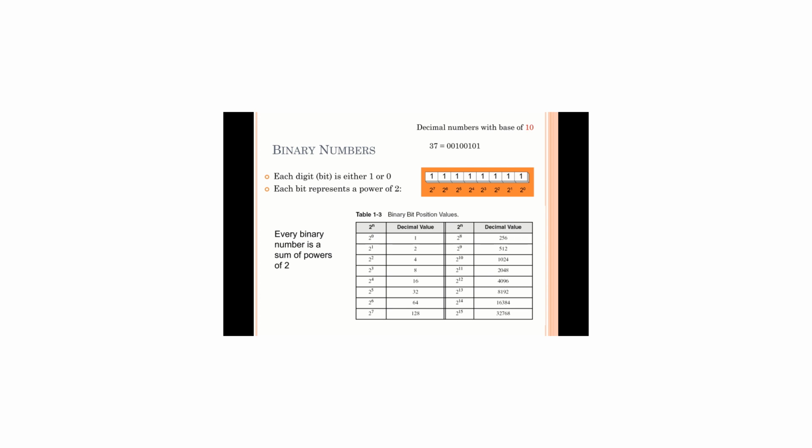So the bit position value starting from right to left is 1. If this bit is 0, 0 multiplied by 1 is still 0. If it's 1 multiplied by 1, then it's 1. And then the place value of the second bit to the right is 2. Third bit is 4, 8, 16, 32, so on and so forth.